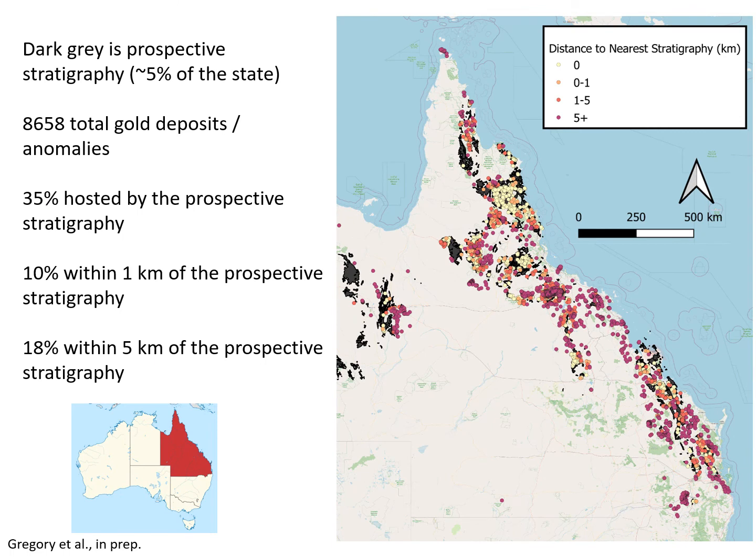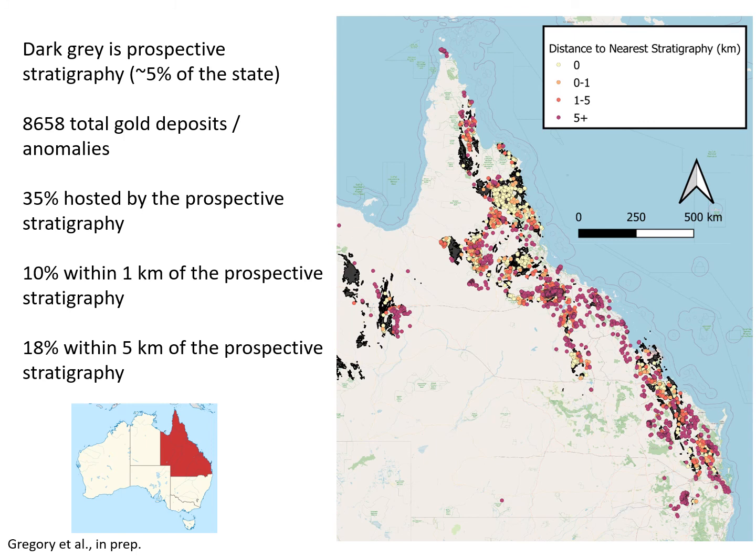And if we overlay the known gold deposits and gold anomalies, we find that of the 8,658 total known gold deposits and anomalies, 35% are hosted in the prospective stratigraphy, and that prospective stratigraphy is just 5% of the state. So that's a pretty important finding. And in addition to that 35%, 10% are within 1 kilometer of that prospective stratigraphy, and an additional 18% are within 5 kilometers of that prospective stratigraphy.